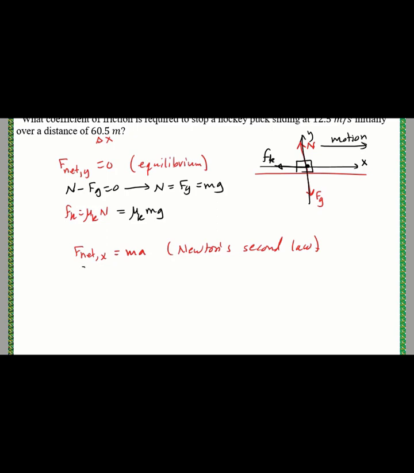We have only Fk in this direction equals m times a. Now the friction is to the left, so it is negative: minus mu k m times g equals m times a. Cancel m with m, then mu k equals minus a over g. Now all we need is to find the acceleration. g is 9.8, and we need the acceleration.